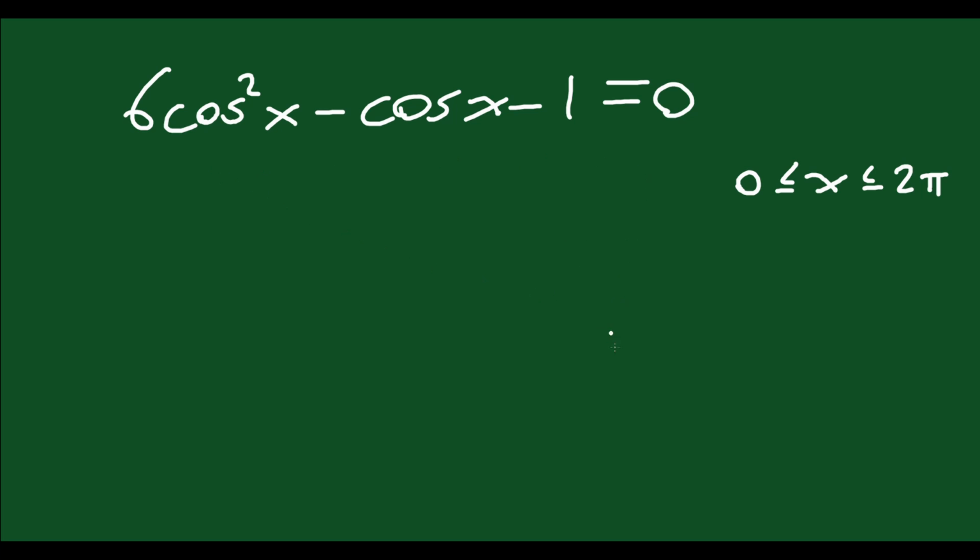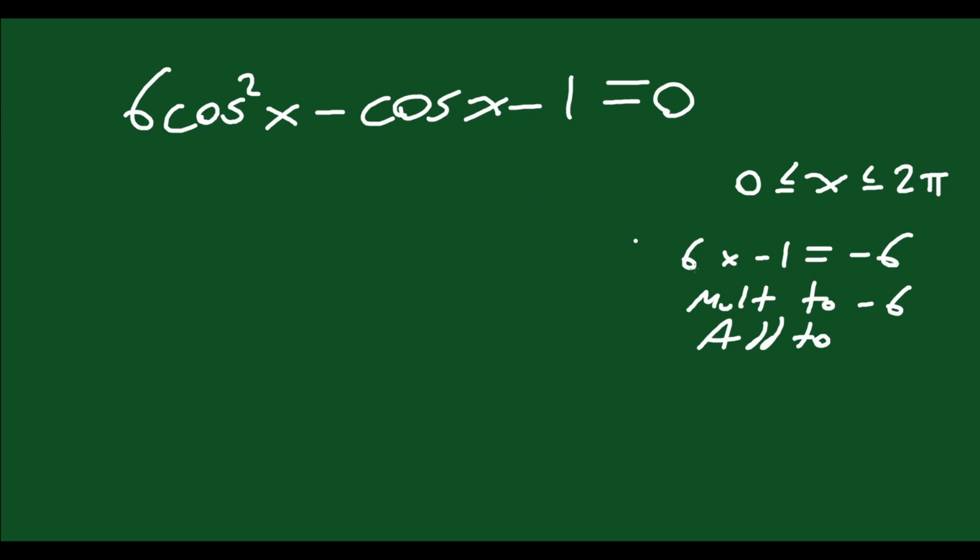In order to factor this, we have to use decomposition. So the first number times the last number, 6 times negative 1, is negative 6. I want two numbers that multiply to negative 6 and add to the middle number, which is negative 1. So it multiplies to negative 6 and adds to negative 1. I think negative 3 and 2 will work. So let's go ahead and decompose this.